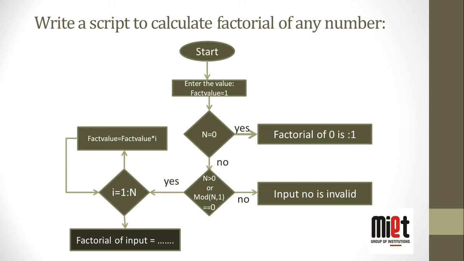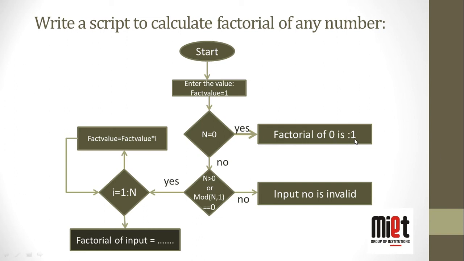Okay. After it, whatever value I enter in the program, I first check whether this value is 0 or not. So I use a conditional statement here. If the value of n is 0, we already know that the factorial of 0 is equal to 1. If the condition is true, there should be an output in the command window: the factorial of 0 is equal to 1.